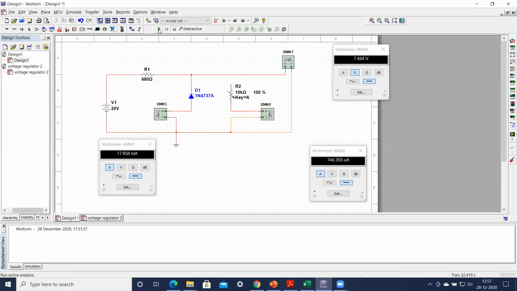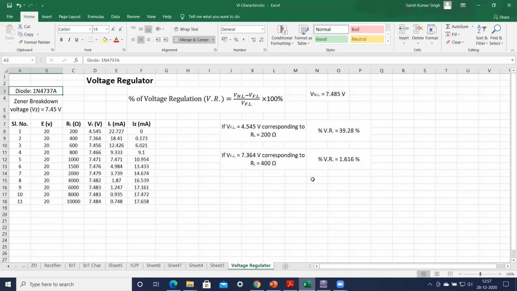Then you simulate this, and you will find this particular voltage equals 7.485. You can see that the load current is 0. The entire current is passing through the Zener diode, because the load is not connected, so it is the no load condition. This no load voltage is 7.485, so you can note this value down. The no load voltage is equal to 7.485 volts.